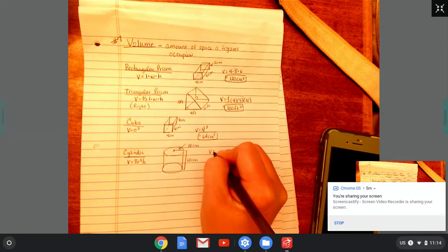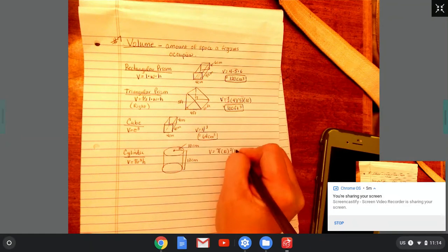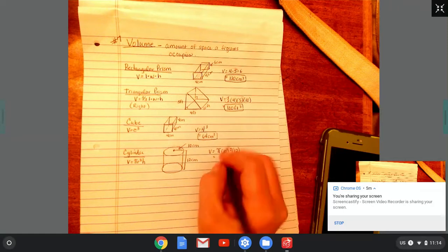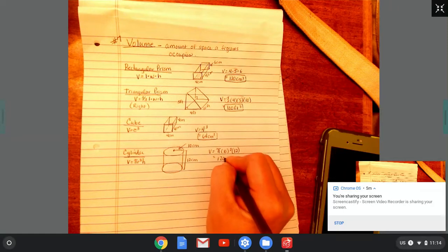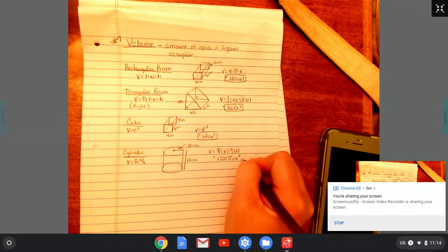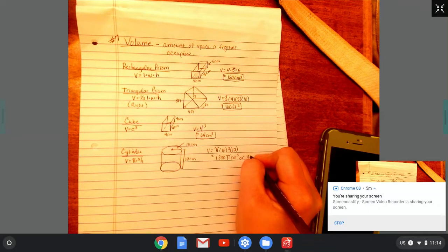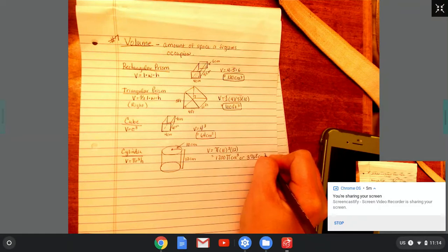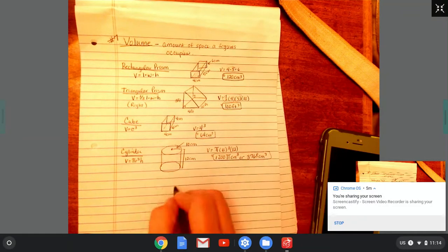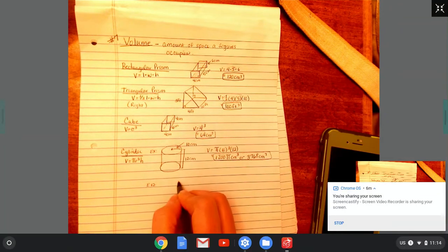So here we got volume equals pi, where radius is 10. Radius is halfway across the circle. And height is 12. So 10 squared is 100. 100 times 12 is 1200 pi centimeters cubed. Or if you do 1200 times 3.14 or use the pi button, you get approximately this answer. 3,768 centimeters cubed.